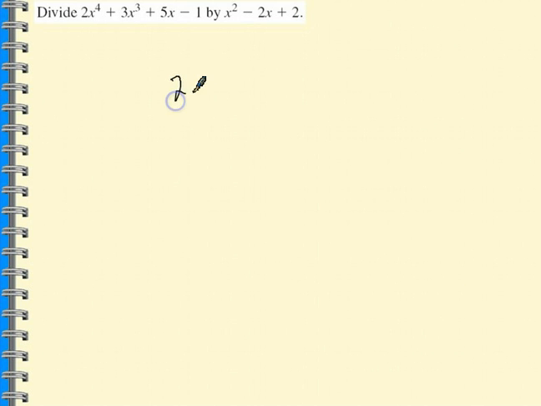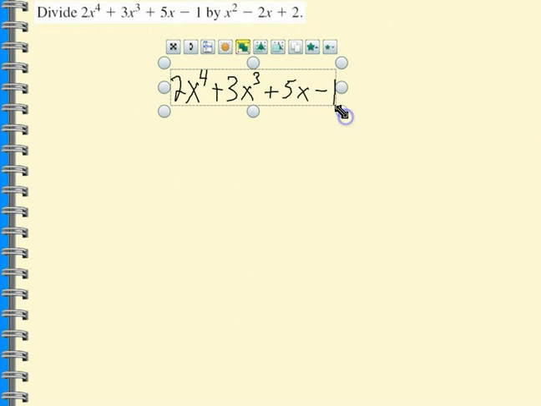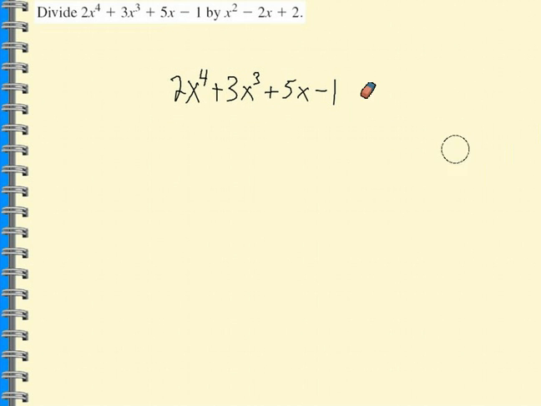out long division. So if we want to take 2x to the fourth plus 3x cubed plus 5x minus 1, and we want to divide by this quantity, we're going to use long division. Now, here's one little thing that we need to do here. We need to take this piece right here, and we need to, here, let me fix that. We need to erase this, and we need to add in a 0x squared.